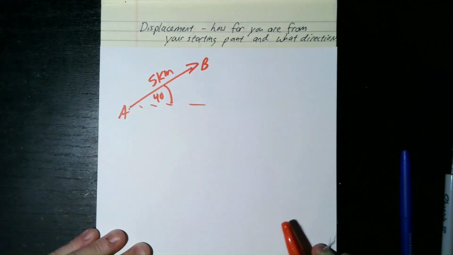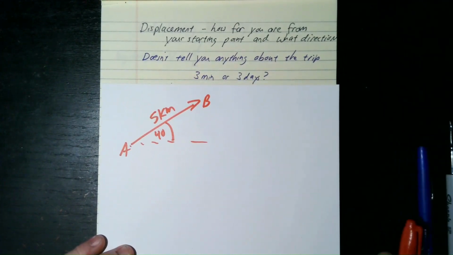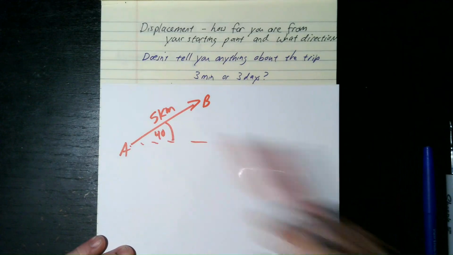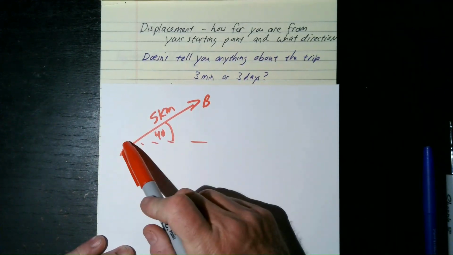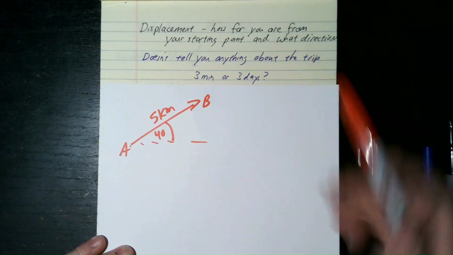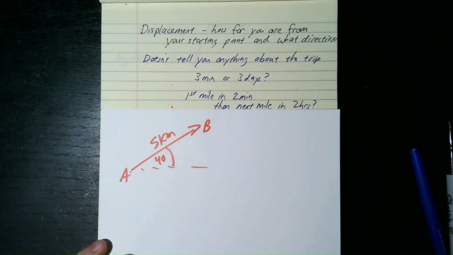And that's the next part of our discussion. So displacement doesn't tell you anything about the trip. It could have been a 3-minute trip or 3 days to go those 5 kilometers. And there's a difference physically between traveling that trip in 3 minutes or in 3 days. And remember, physics is about explaining what's happening physically, and there is a difference here. So that's what we're going to head towards.